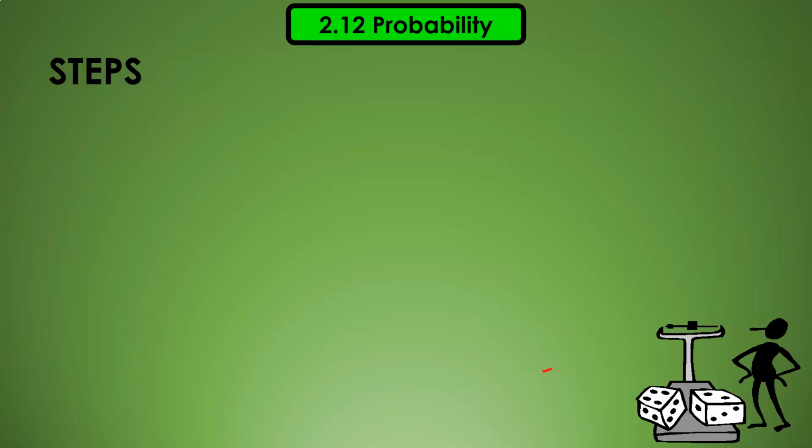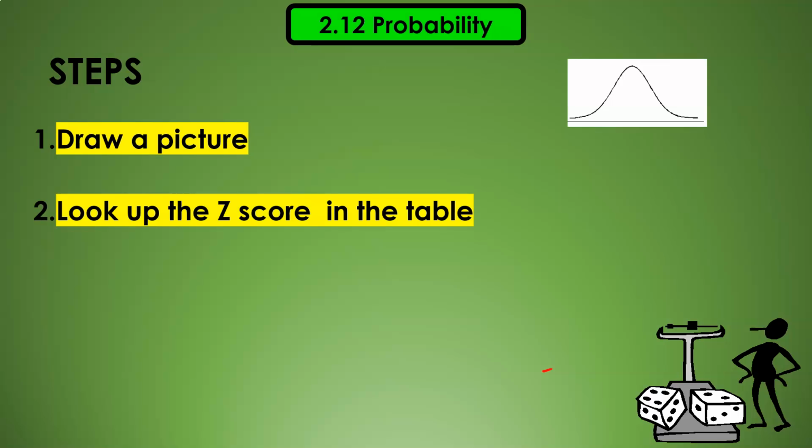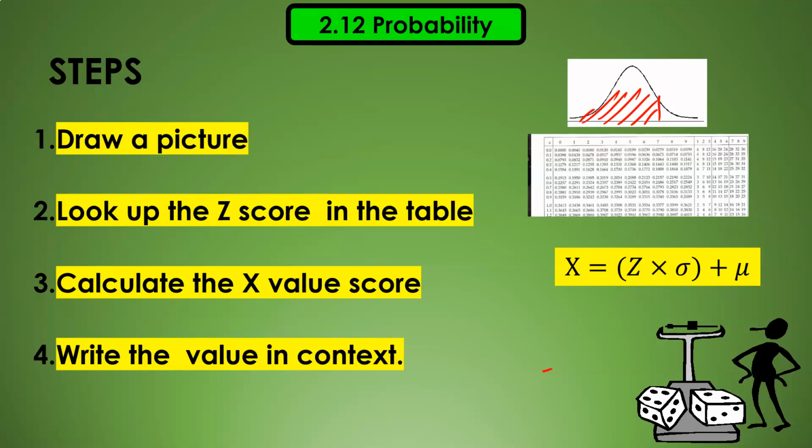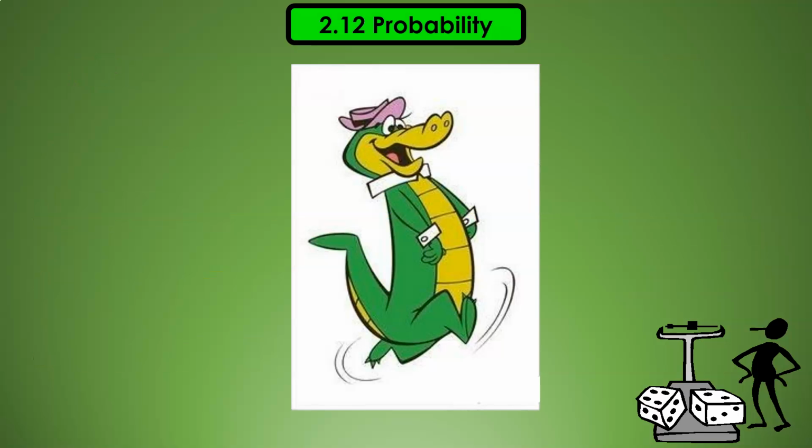So just going through those steps with inverse normal distribution, same as before: draw a picture, look at the z-score from the table, calculate the x value from the score, and then write the value in context. So always answer the question, basically. Okay, there are some questions in the workbook and in the lesson. Just check that, and hopefully that's easy.